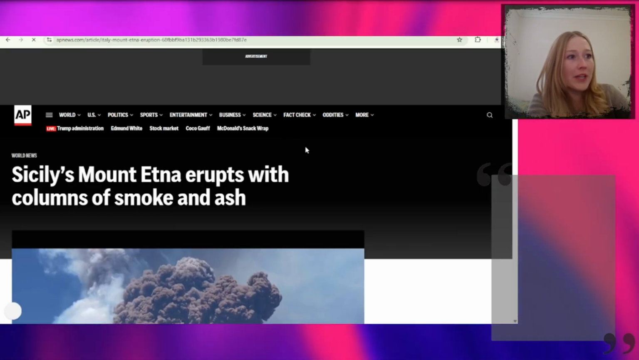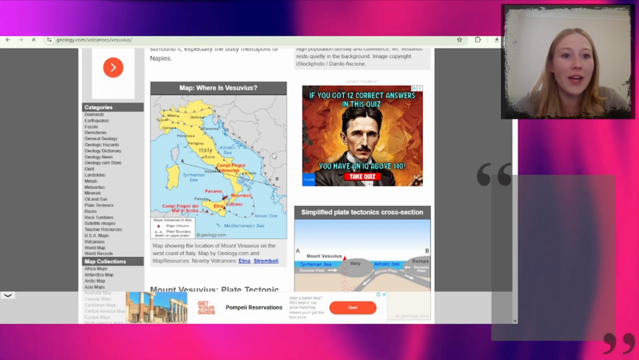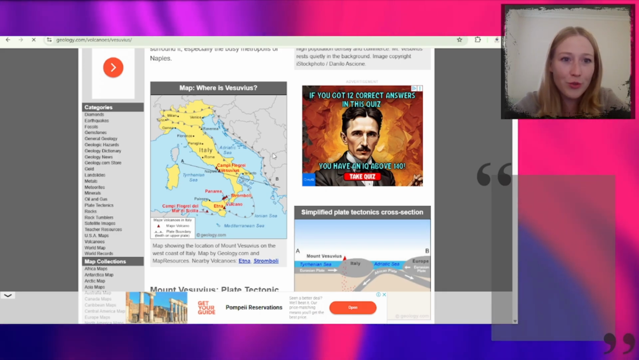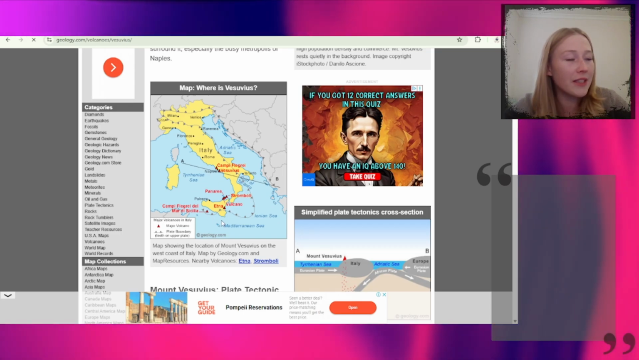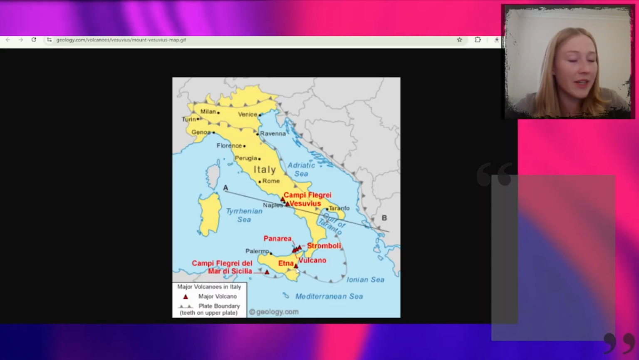And that brings me to Mount Etna. So Mount Etna was a volcanic eruption that happened fairly recently, I think like 2 days ago. And it is located in Italy over there. I don't know if you can see it on the map. There we go, there in Italy.